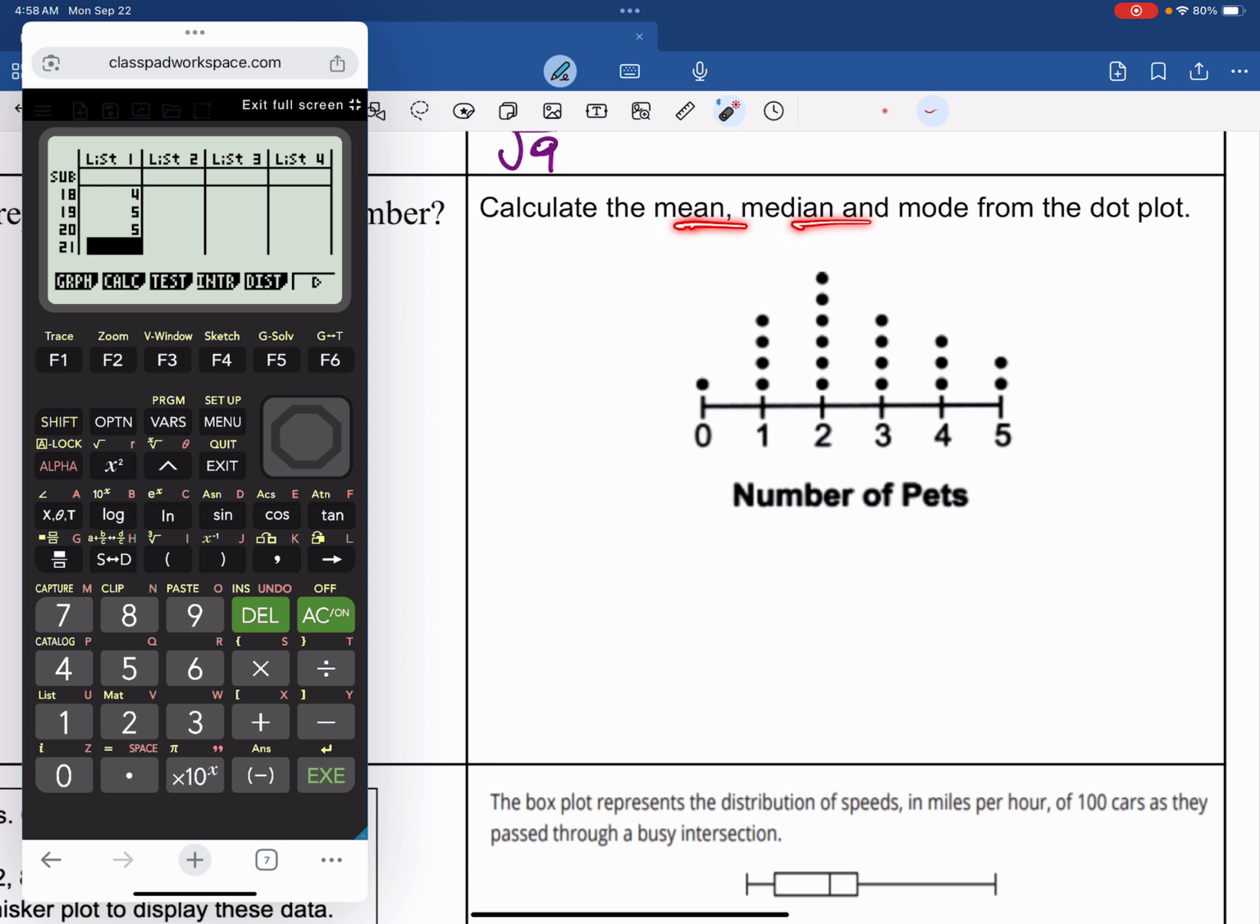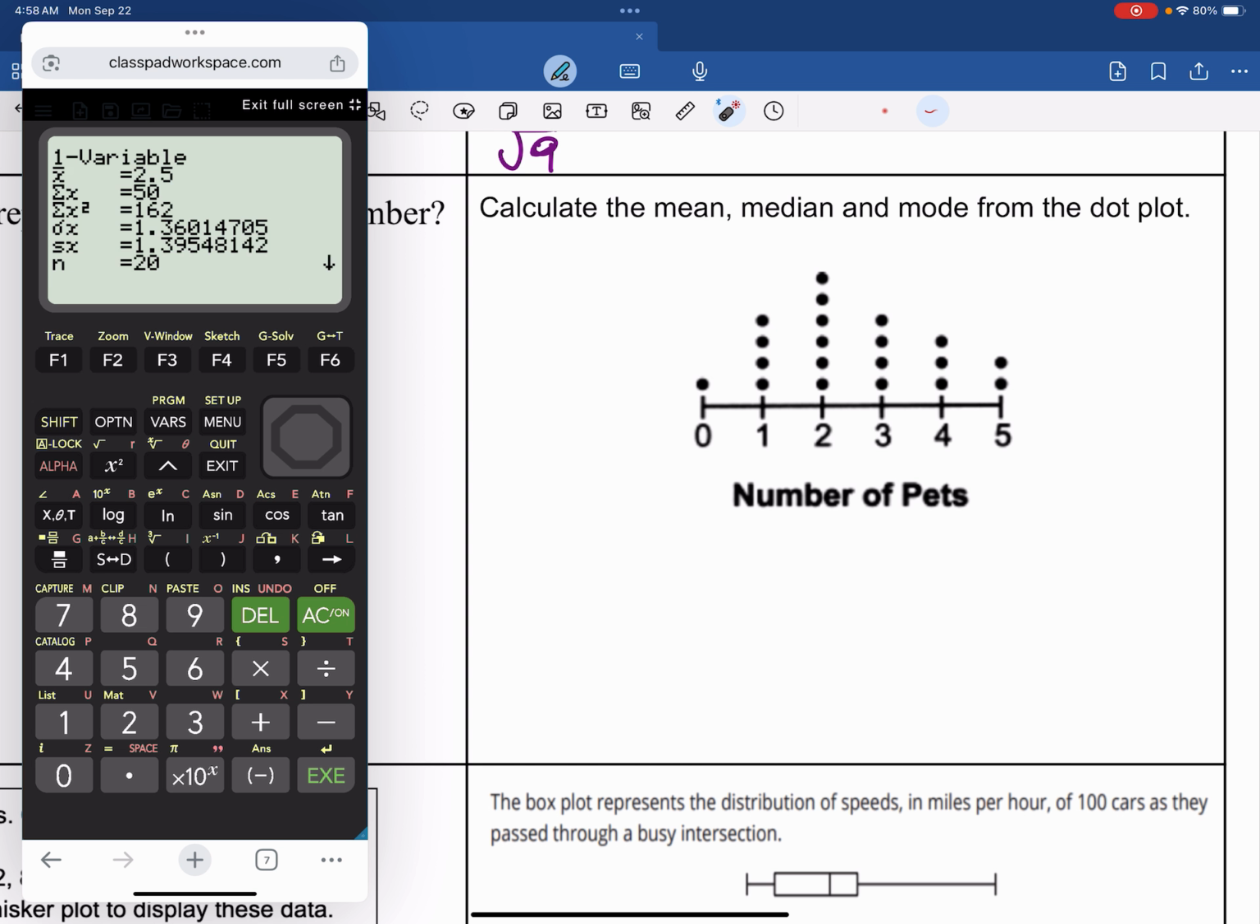Then we want mean, median, mode, so you're going to go ahead and hit calc, and then 1 var. Remember, if you don't see calc on your calculator screen above F2, you're going to hit exit, exit, exit. So you hit F2, 1 variable statistics, scroll down. Actually, go back to the top.